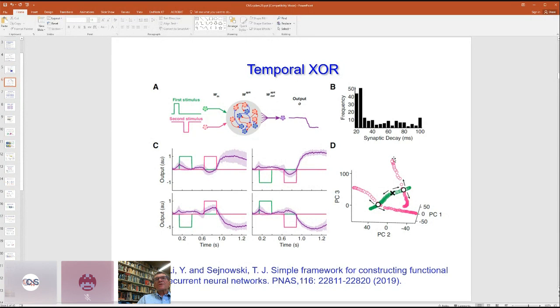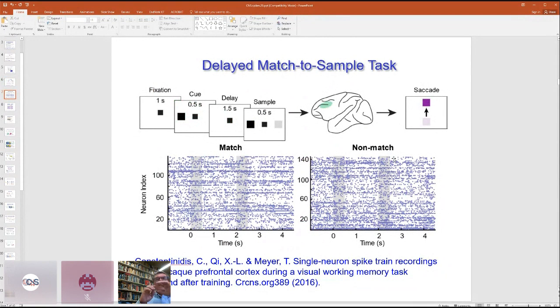So this is great. This is a good starting point. But now let's compare it to neural data. The data set that we looked at was recordings from the prefrontal cortex.